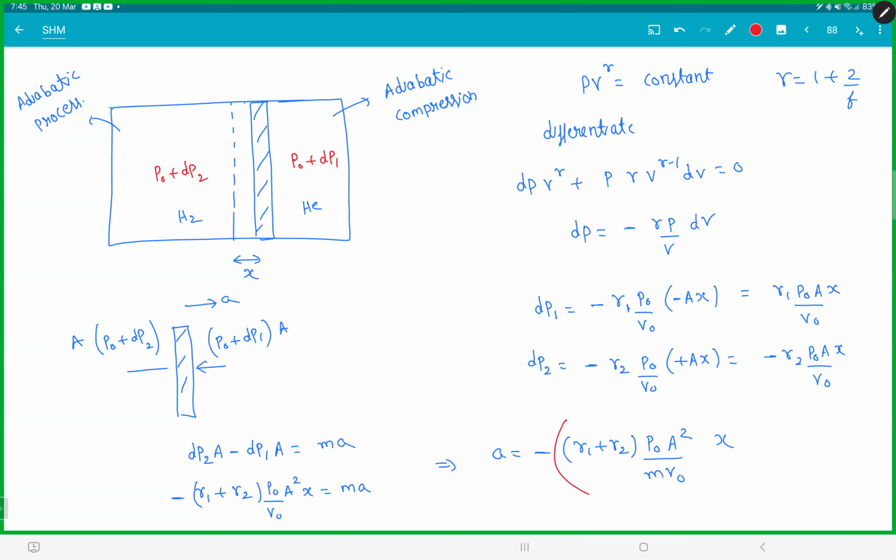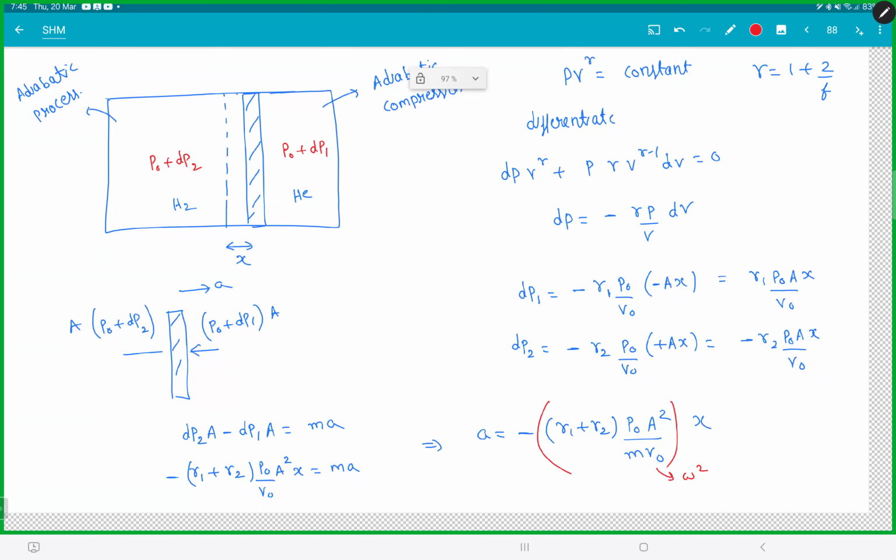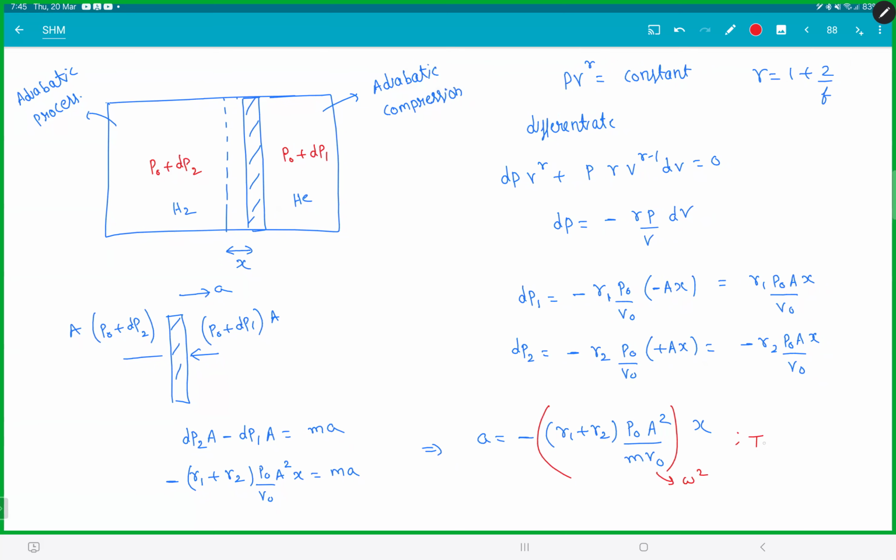As usual, SHM will come and say this is omega squared, and then we get the time period from there. So time period will be 2 pi root over m V naught by (gamma 1 plus gamma 2) P naught A squared. So gamma 1 is helium, 1 plus 2 by 3, so that is 5 by 3. And gamma 2 is 1 plus 2 by 5, that is 7 by 5. Substitute, you get the answer.